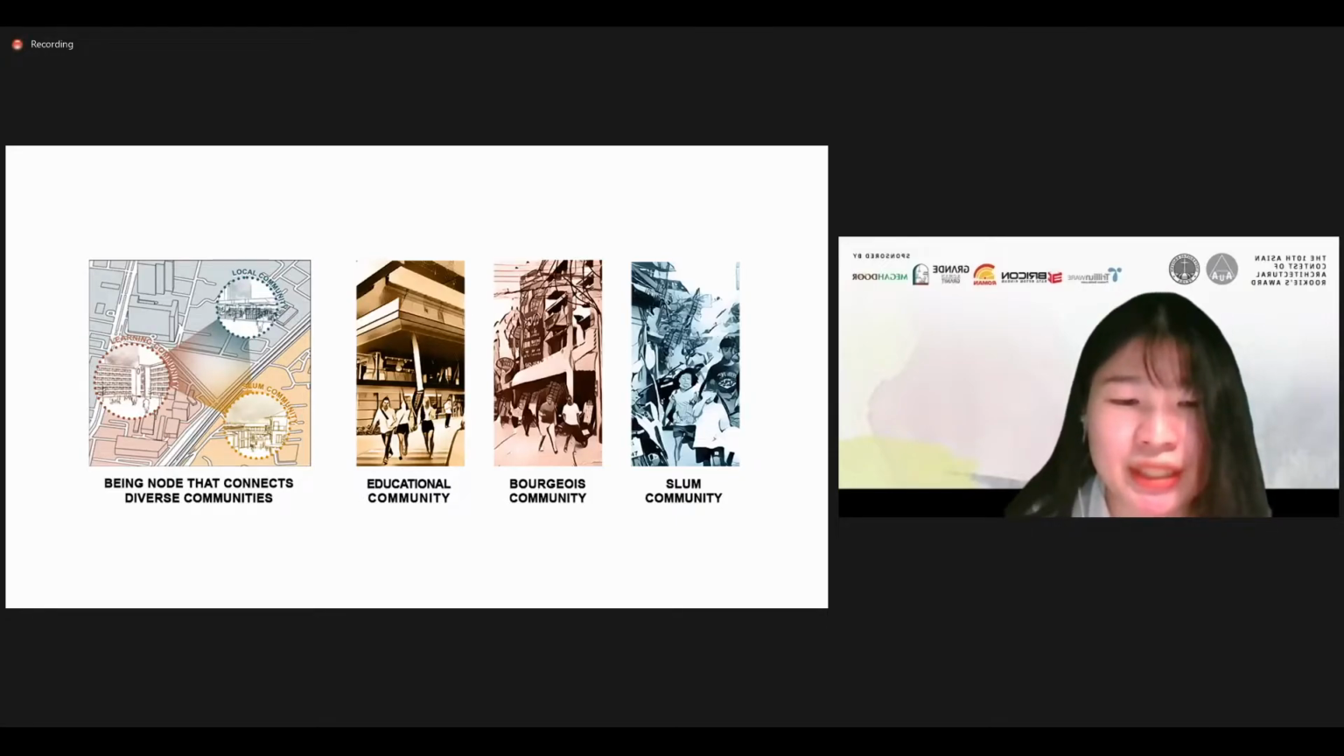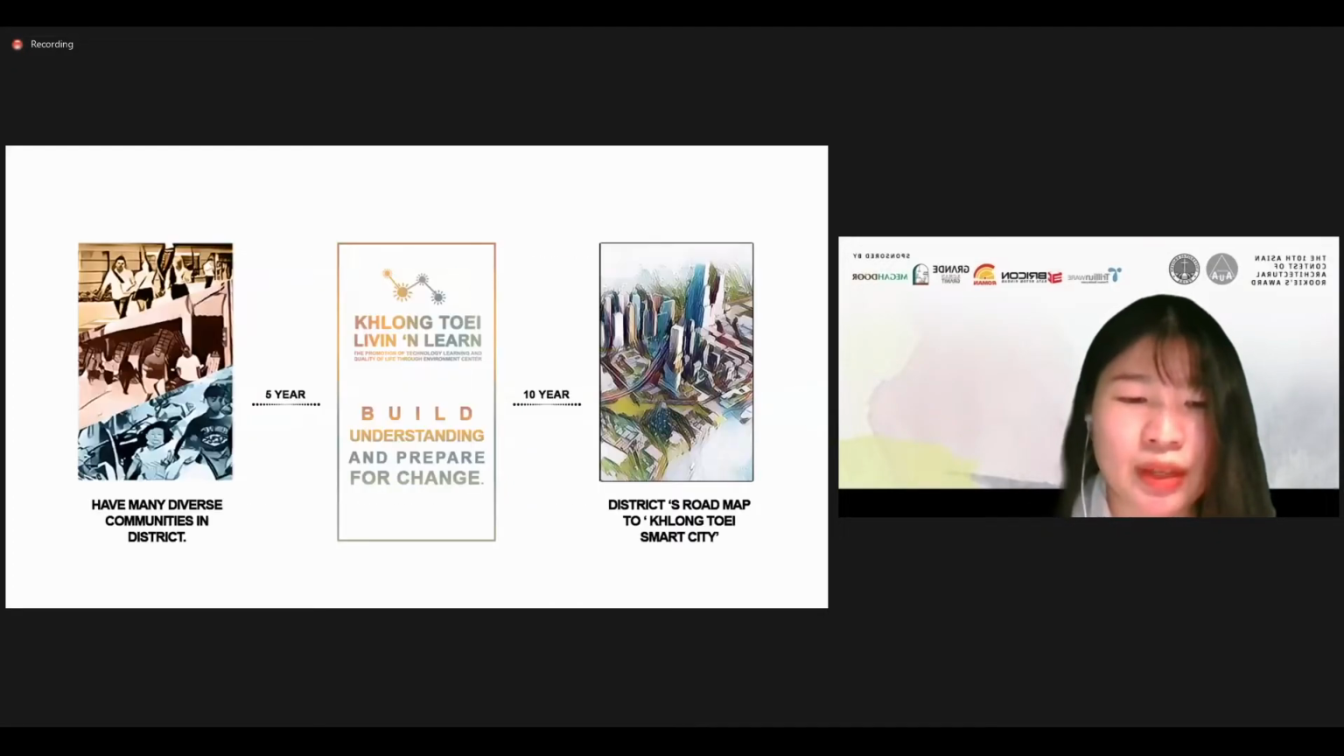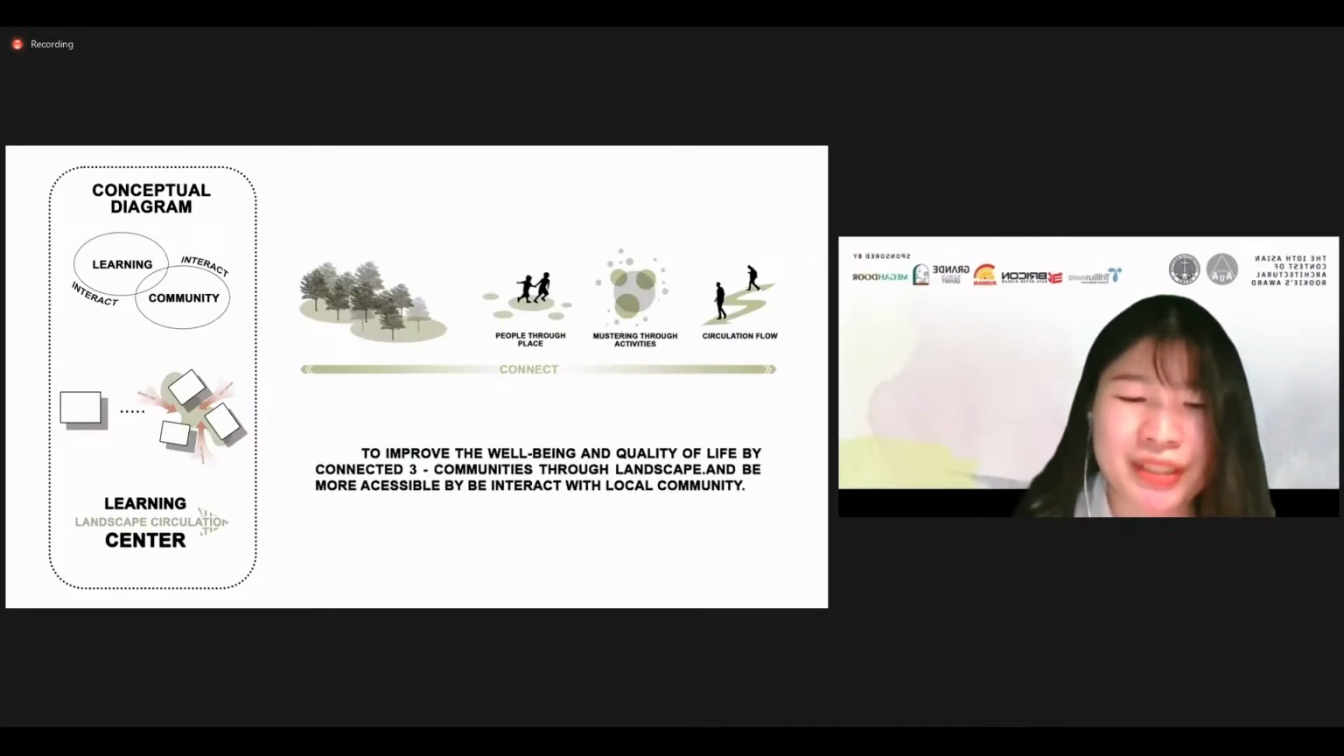The site is located on the Golden Triangle, where three social streams meet: educational, financial, and slum. But the future plan of this district is to build a smart city on top of the land in the next 10 years. But the plan contradicts the social context, which has a diversity of people. Hongtoi Living and Learn wants to be the bridge for the local community to prepare for change. The main point is how we can create interaction between the learning center and the community.